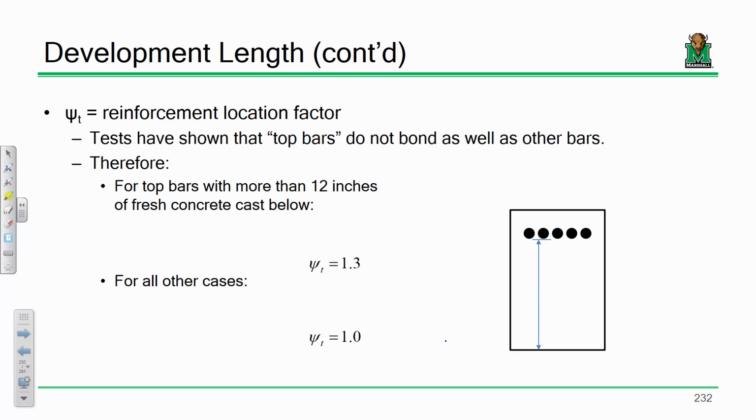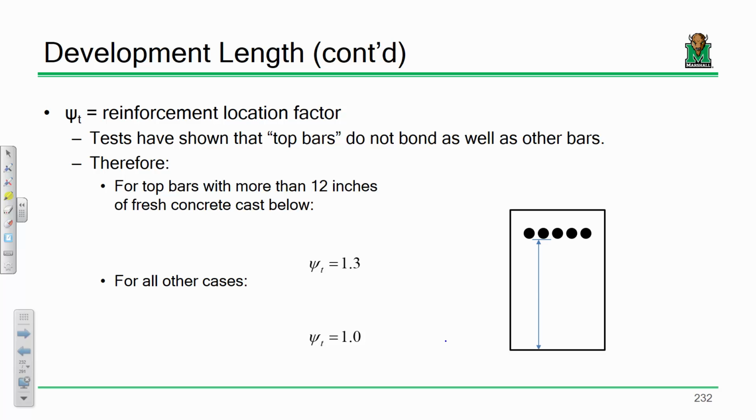So if you start going down to the lab and start testing a bunch of beams, columns, walls, etc., what you find is that the bars that are on the top of the beam don't tend to bond as well as the bars on the bottom. Because of the effects of gravity and consolidation and settlement, you tend to get better bond on bars down here than you do bars up here.